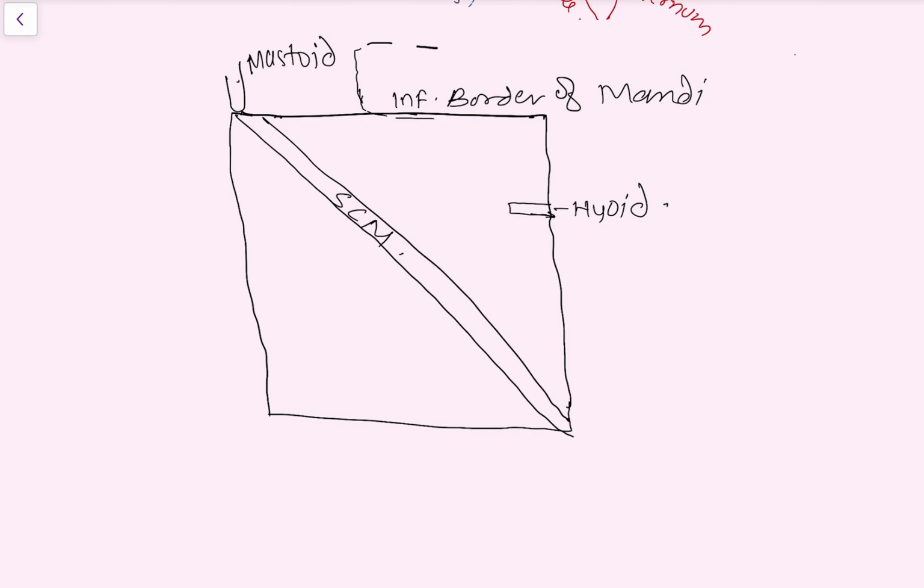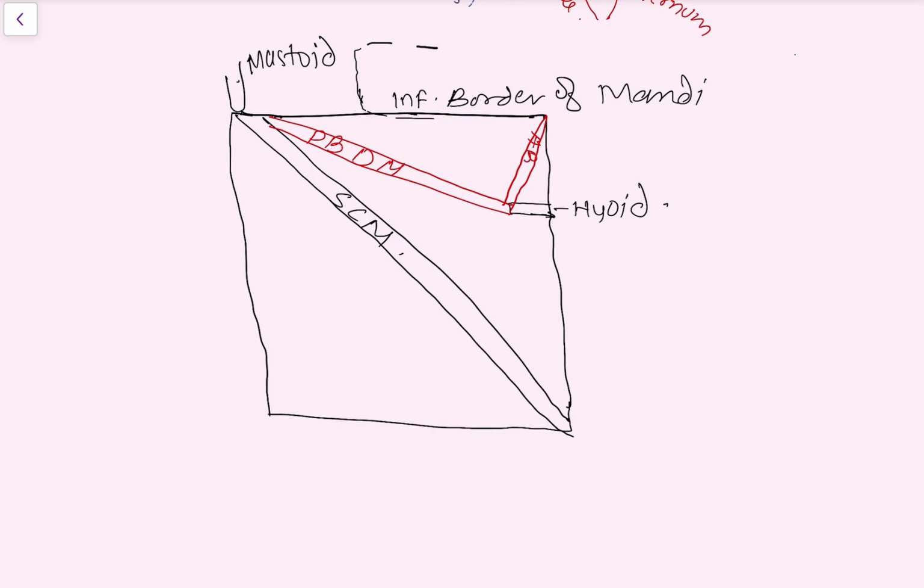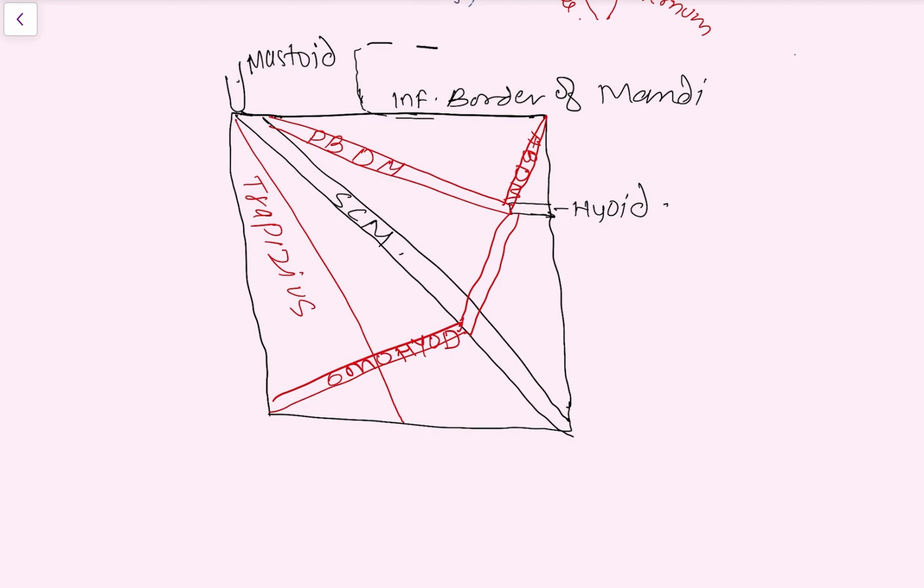This one is the posterior belly of the digastric muscle. This is the anterior belly of the digastric muscle, and from here it is omohyoid. This is trapezius, right? So this is the clavicle, anterior midline, right? These are all the muscles we have.